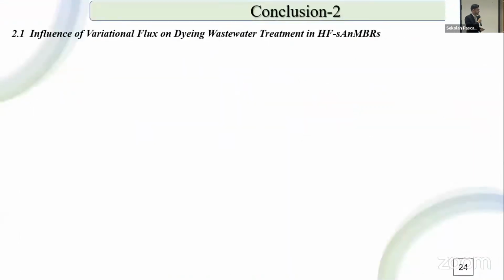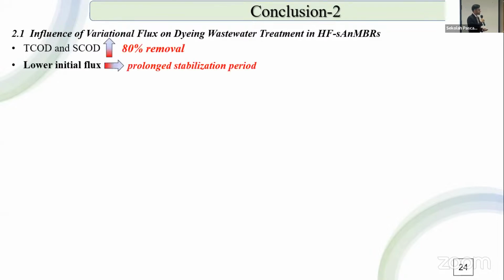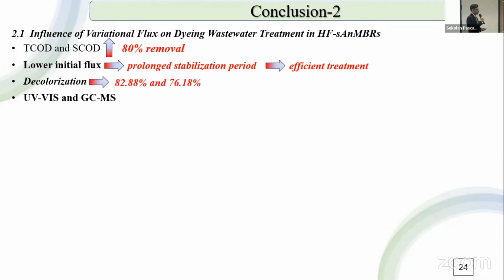From the second major study, the conclusion is that under the influence of variation flux, COD removal was above 80%. A lower initial flux reactor needs a prolonged stabilization period but could give efficient treatment by the end of the operation. Decolorization was also high, above 82% and 76% in reactor 1 and reactor 2. And from UV-Vis and GC-MS analysis, we could formulate that there is a formation of aromatic as well as mineralized byproducts by the end of the overall study.